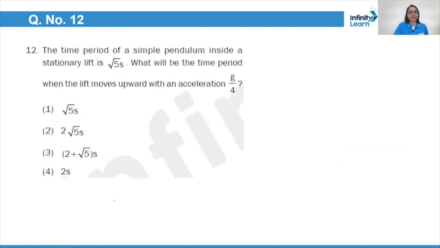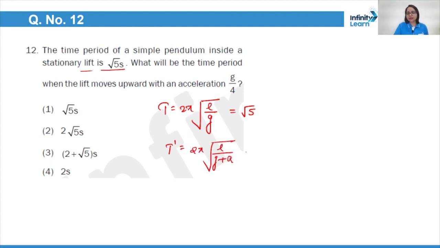Option 4. Question number 12. The time period of a simple pendulum inside a stationary lift is under root 5 seconds. So the time period of a simple pendulum is given by 2 pi under root L upon g, which is equal to under root 5 seconds. What will be the time period when the lift moves upwards with an acceleration g by 4? When the lift moves upwards with an acceleration a, its time period becomes 2 pi under root L upon (g plus a), right?